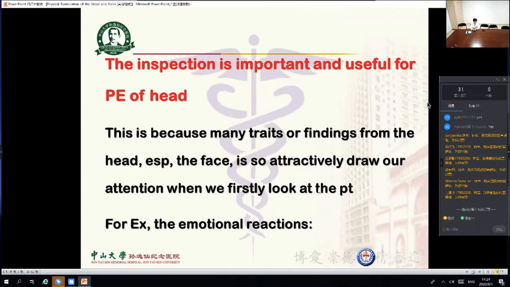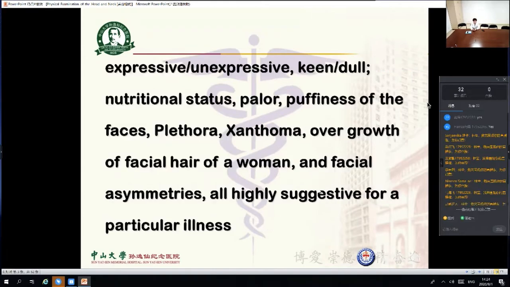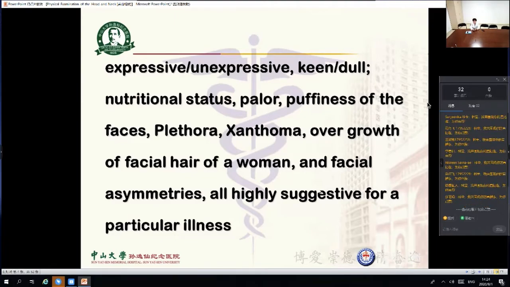For example, the emotional reactions. Expressive, unexpressive, if the patient shows keen or down. Nutritional status, pallor, puffness of the face, prephora, xanthoma, overgrowth of facial hair of a woman, and facial asymmetries, all highly suggestive for a particular illness. So, all of this will give you some clues and other indications for a diagnosis.